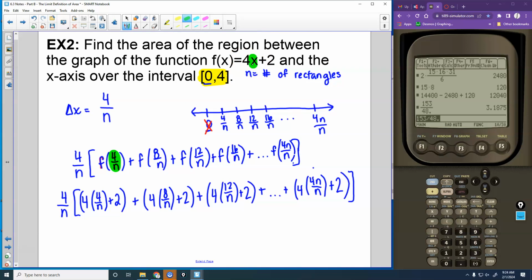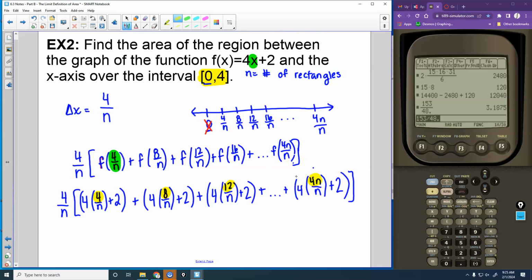Okay, so we want to write this with summation notation, because if we don't, we can't do it, right? So if we write this with summation notation, we need to look for the value that is changing. In this expression, most everything stays the same, but what value is changing? That numerator of the fraction. We go from 4 to 8 to 12 to eventually 4n.